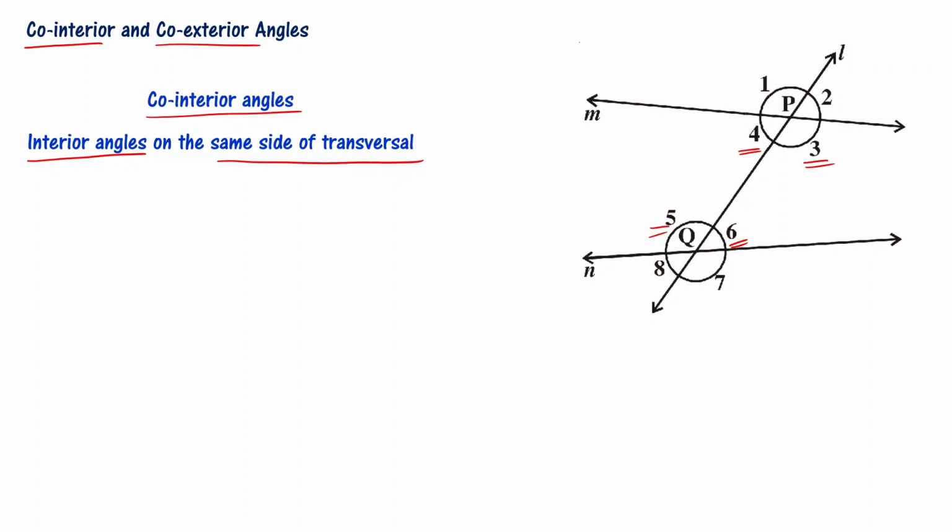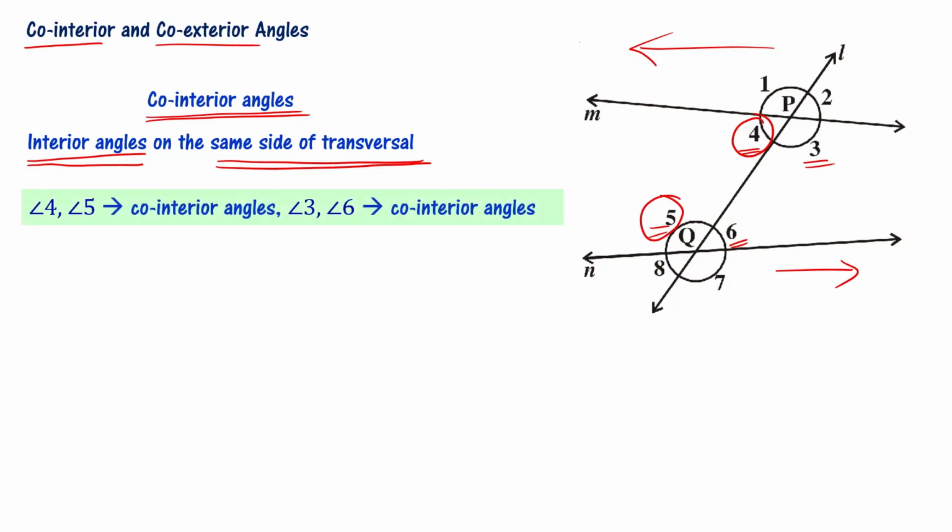Co-interior angles are the interior angles on the same side of the transversal. 4 and 5 are on the same side of the transversal, right? This side of the transversal. And 3 and 6 are on this side of the transversal, right? So we can say 4 and 5 are co-interior angles and 3 and 6 is another pair of co-interior angles. Understood?